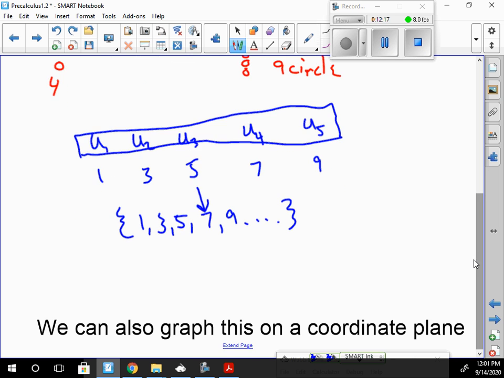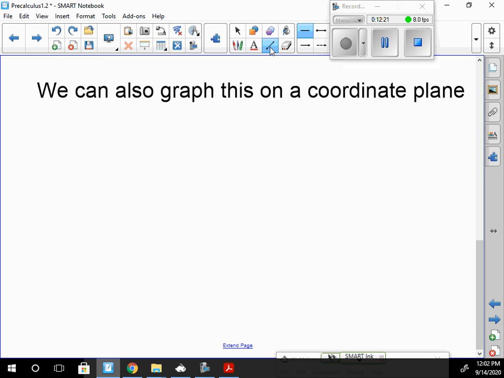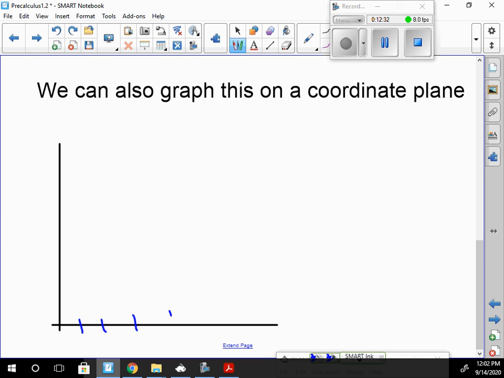We could also graph this on the coordinate plane. We can start by drawing my coordinate plane. So my first term, I had 1 circle. My second term, I had 3 circles. My third term, I had 5 circles. My fourth term, I had 7 circles. In my fifth term, I had 9 circles.